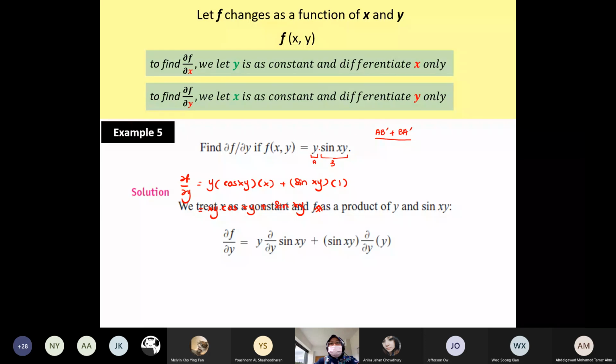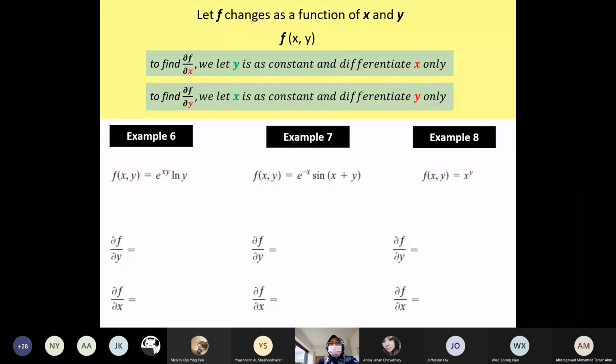Okay, so you can see here, it's more clear step by step here. Okay, so basically it's the same thing. Okay, so let's do the rest of the examples. Okay, so look at example 6. e to the power of xy multiplied by ln y.